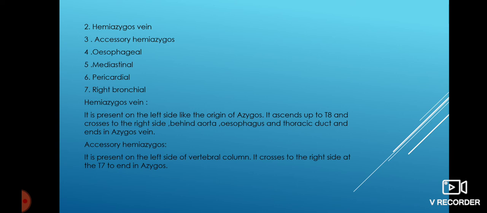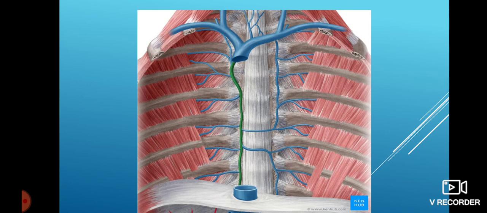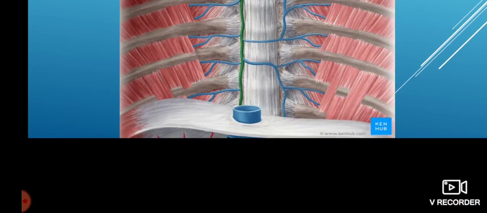The hemiazygous vein is present on the left side like the origin of azygos, ascends up to the T8 level and crosses to the right side. Then it ends in the azygos. Accessory hemiazygos is present on the left side of the vertebral column, crosses to the right side at the T7 to end in azygos. You can see all the azygos veins here.